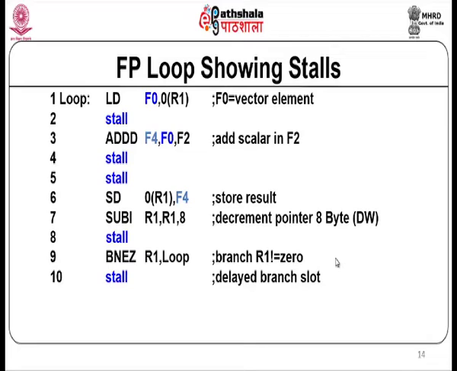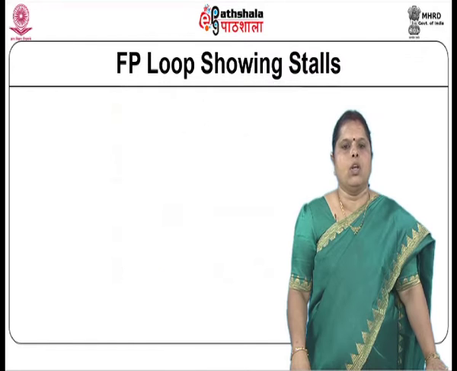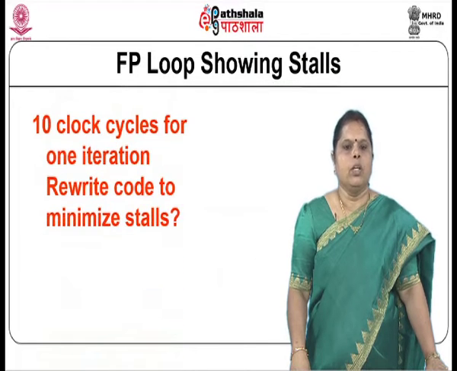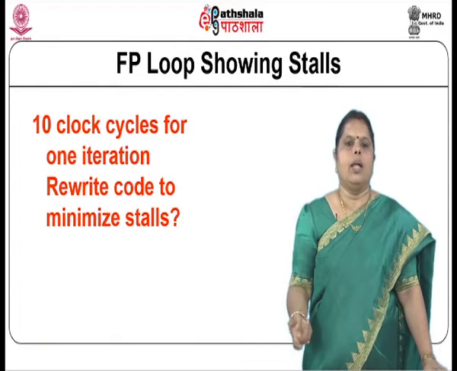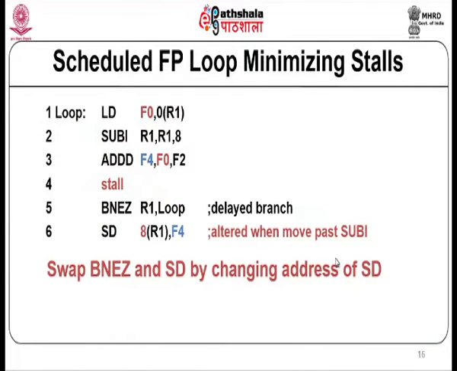We have not done anything here. You're just looking at sequencing, scheduling the instructions according to the sequence that is given. So you find that one iteration of the loop takes 10 clock cycles to execute. Now can we do something to optimize this code and reduce the number of stalls? A simple optimization that the compiler can try is to do a better scheduling of the loop so that your stalls get minimized.